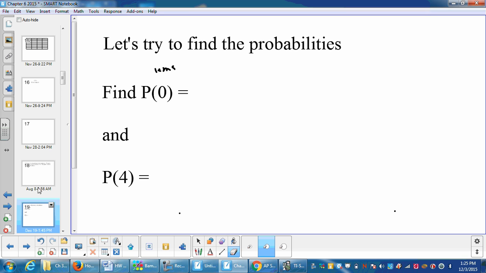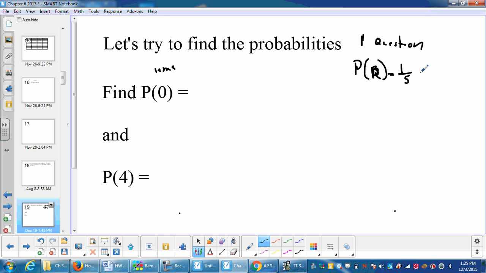Well, the first thing to think about is what's the probability for one question? For one question, the probability that I get it right, if I'm just guessing, is going to be 1 out of 5 or 20%. But the probability that I get it wrong is going to be 4 out of 5 or 80%.